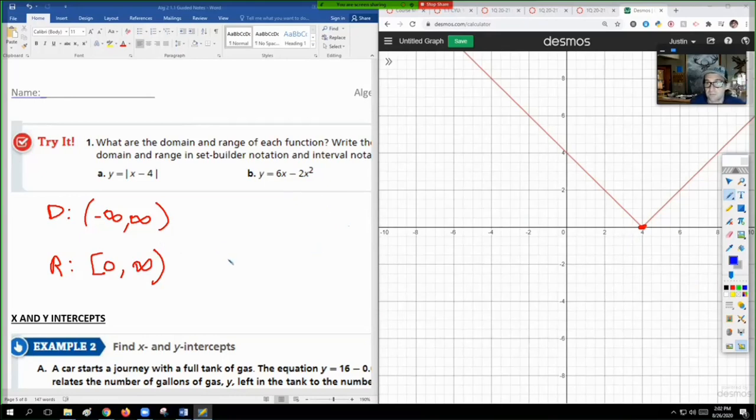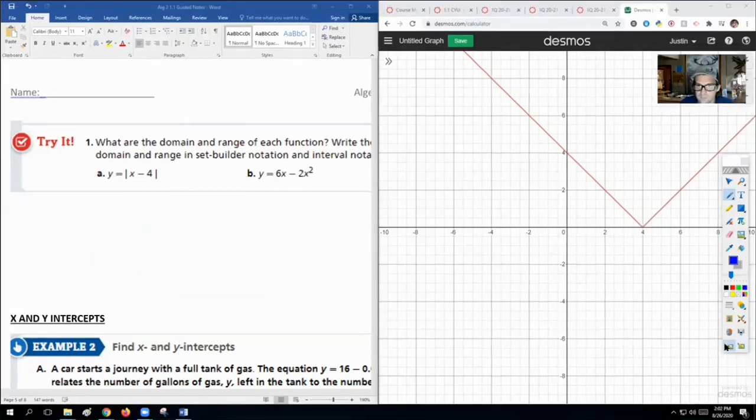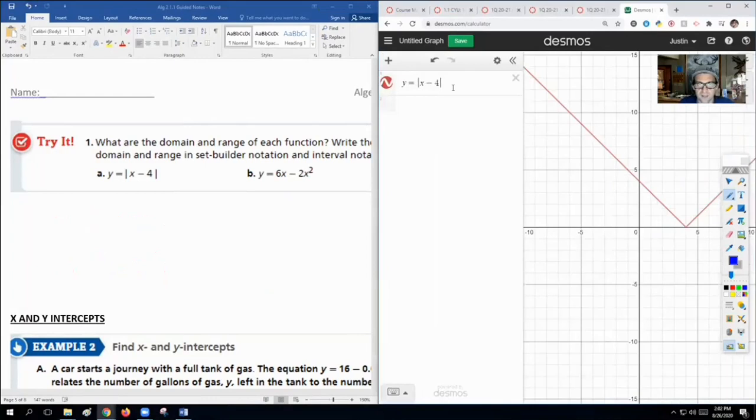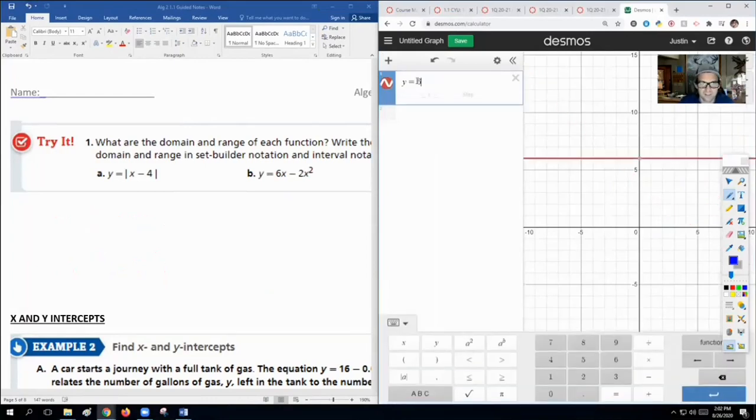All right, so pause the video if you need to write that down, but I'm going to have to delete it so I can get to the next graph. All right, next we got y equals 6x minus 2x squared.